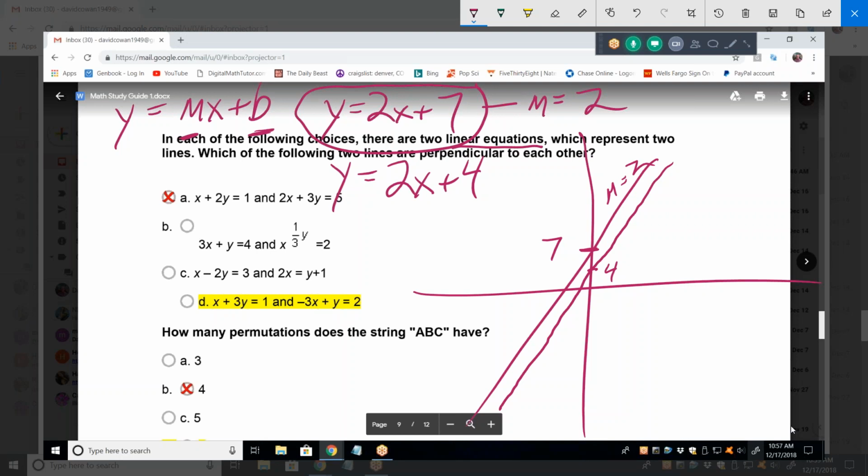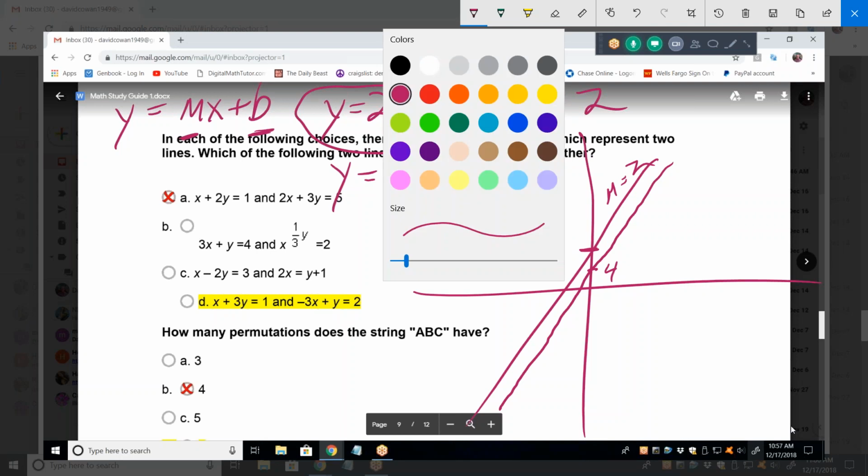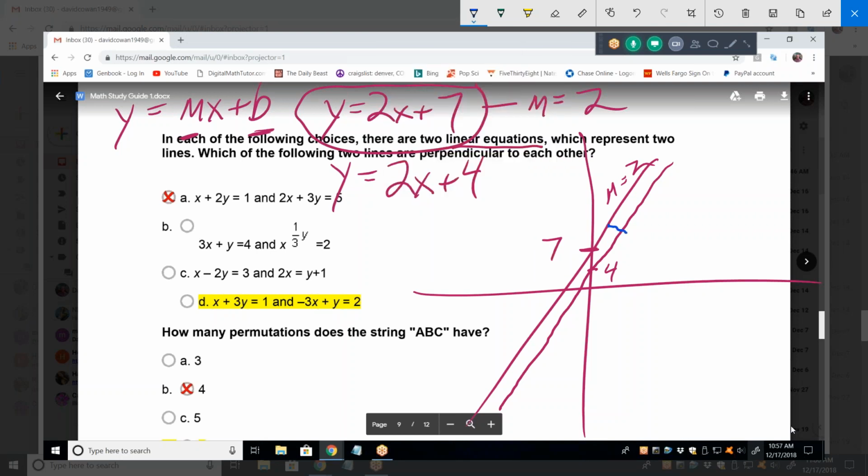Now, what makes two lines perpendicular to one another? If I take my first line and I draw a perpendicular line to it, such that that is a right angle, the one thing I know of this perpendicular line is the slope is going to be the negative reciprocal of the slope of the line it's perpendicular to. What is the negative reciprocal of 2? Negative 1/2.